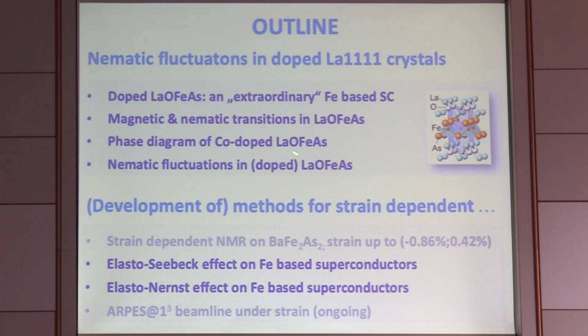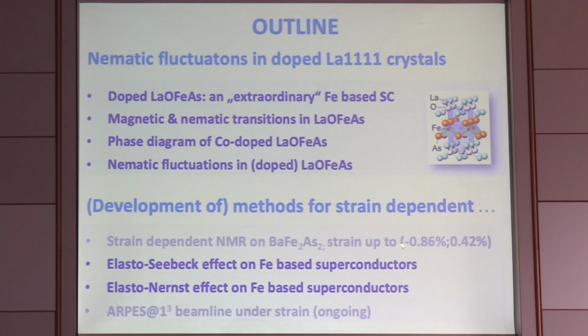I will show you first the phase diagram which you get out of single crystals. And then I will discuss in particular the nematic fluctuations, and the relationship between nematic fluctuations and the other orders we have in this system, magnetism and superconductivity. Then I hope I have enough time to go a little bit further, to strain-dependent things. We are doing a lot in developing techniques under strain.